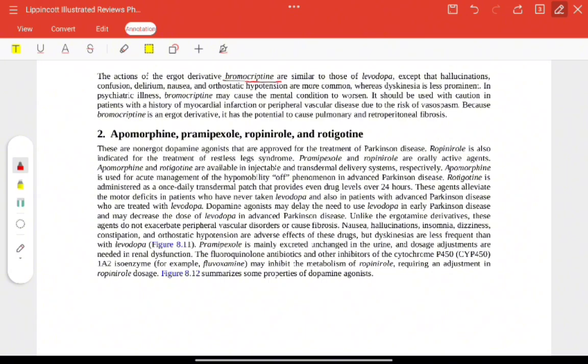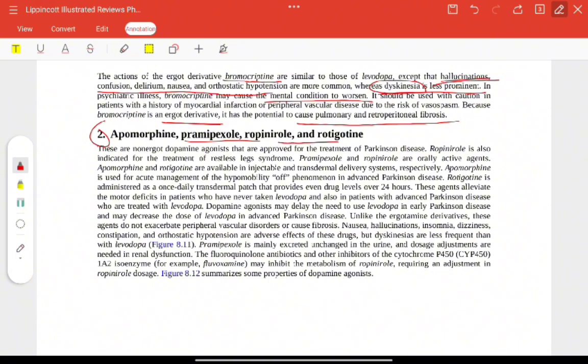It is similar to levodopa except that hallucination, confusion, delirium, nausea, and orthostatic hypotension are more common. Dyskinesia is less prominent here. It will cause mental condition to worsen, so it must be given with caution. It is an ergot derivative, so it will cause pulmonary and retroperitoneal fibrosis.